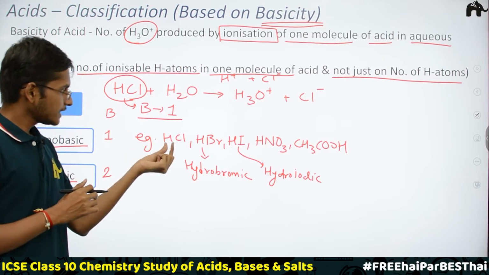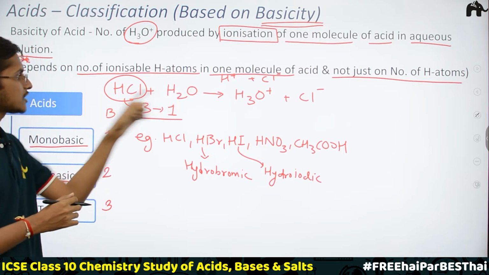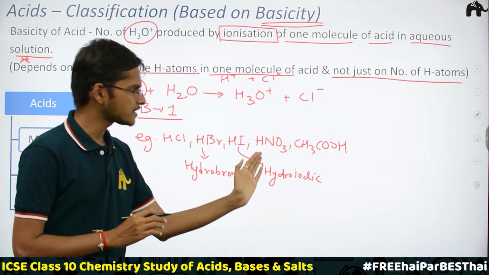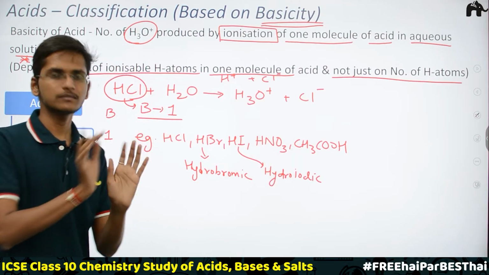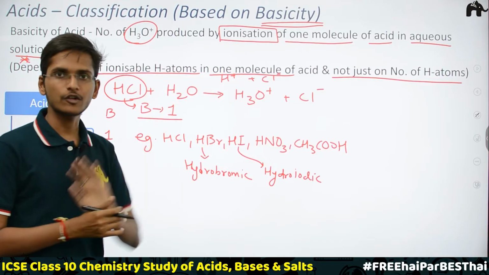Now, just like how HCl is ionizing and giving us one hydronium ion, that's why its basicity is 1. Very simple. So in the same way, HBr, HI, HNO3, CH3COOH, all of them ionize in their aqueous solution and they give us one hydronium ion.